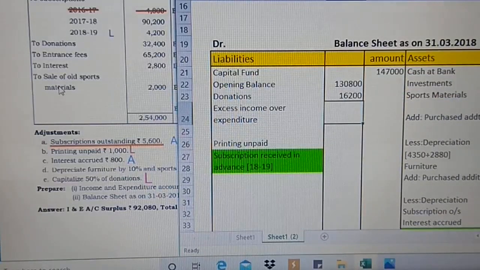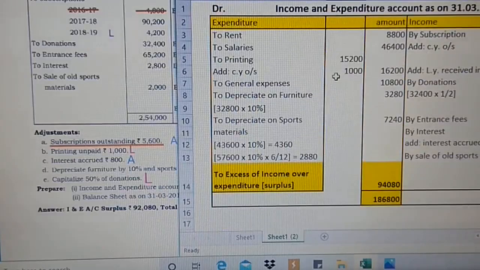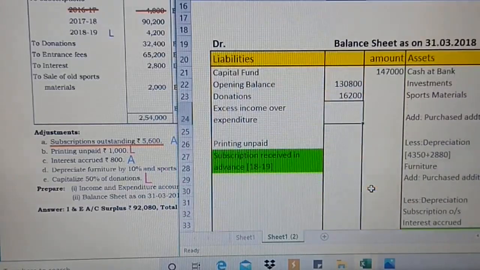Then apart from the donation, do we have any other liability items? No, nothing else. Entrance fees is an income because there is no instruction given. So let us have a check. Apart from this, move on to your first income and expenditure account. We have a surplus, excess of income over expenditure, 94,080. This value we are going to take now. So it's going to be 94,080, the surplus value.